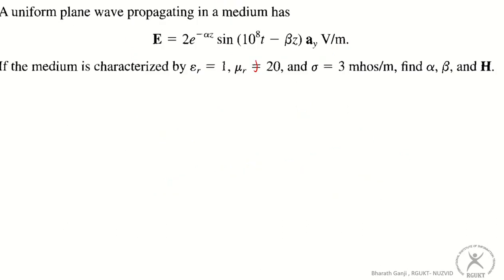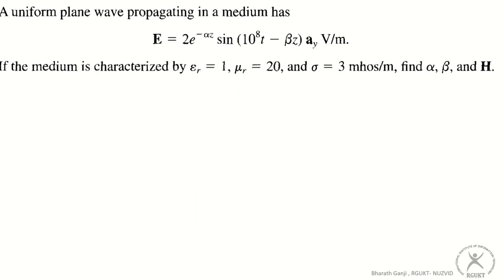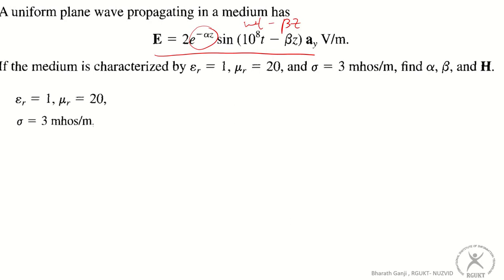Okay, so we'll go to the next one. The next problem is like this: a uniform plane wave is propagating in a medium, and the format of the wave is given, which is like ωt minus βz, but here there is an e^(-αz). This indicates that there are some losses. In fact, if you see the medium properties, epsilon r is given, mu r is given, and sigma is also there. If sigma is also there, then we have a doubt now. The material has some conductivity.